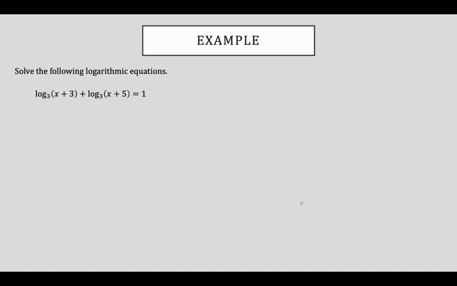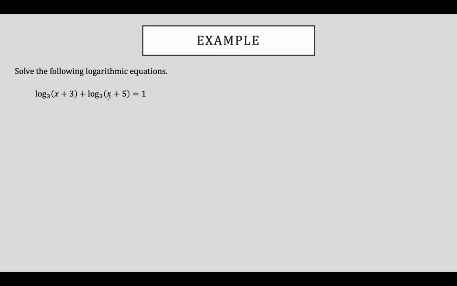All right, a couple other ones here. Solve the following logarithmic equations. Log base 3 of x plus 1 plus log base 3 of x plus 5 is equal to 1. Now, we said before that our goal is to try to isolate the logarithmic quantity. However, in this case, we have two separate logarithms. But notice that they have the same base, and they are also connected by addition.